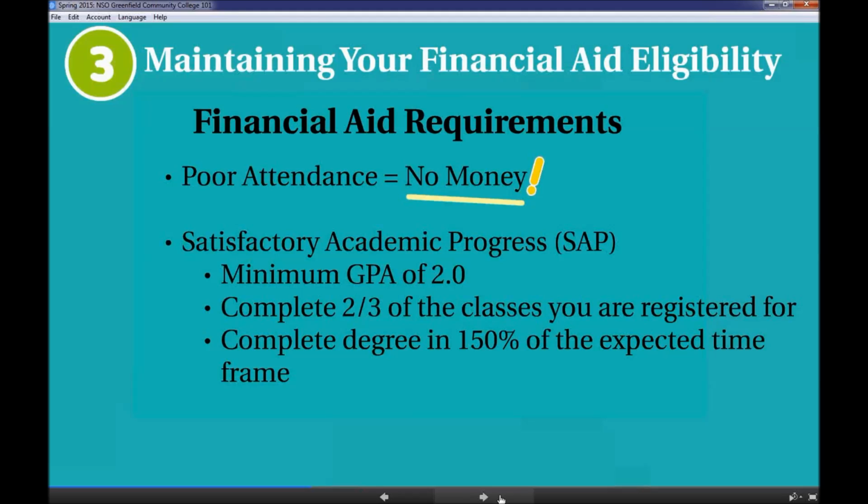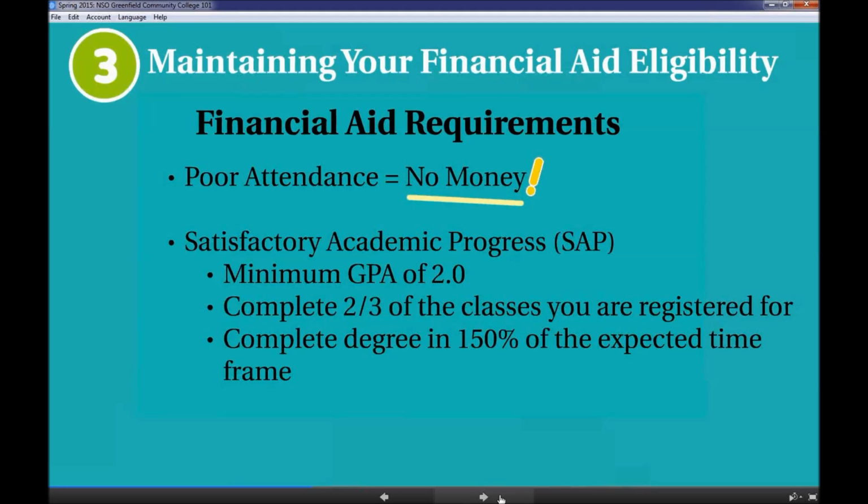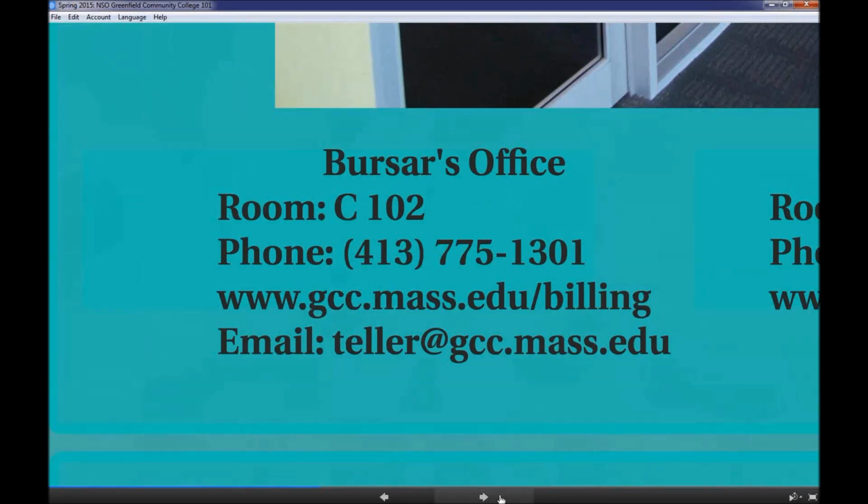There's wiggle room here. It's intentional. It's to help students so that they don't have to feel pressure, but it's also within the limits. So again, you want to have that conversation with all of those advisors to make sure that you're still on track. So after we've talked about the financial aid office, it's important to note the Bursar's office.